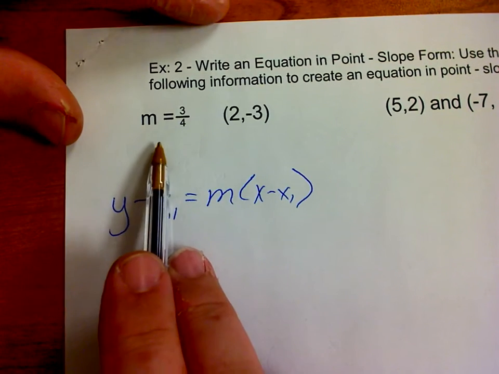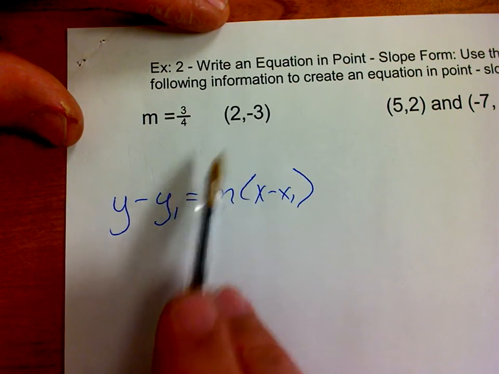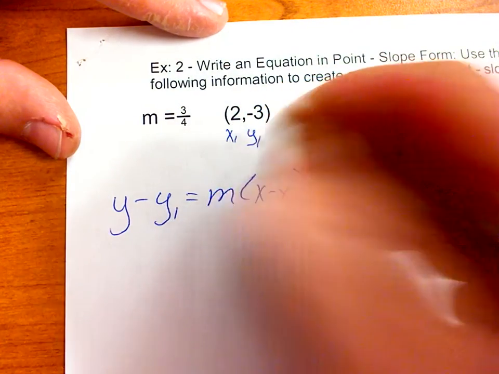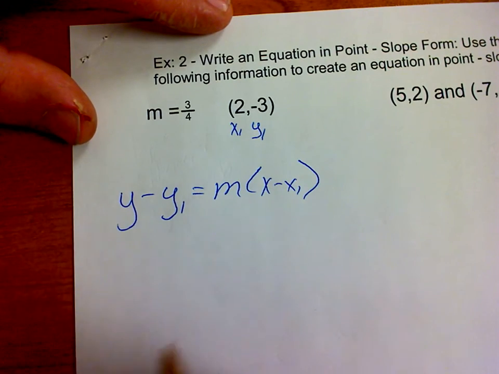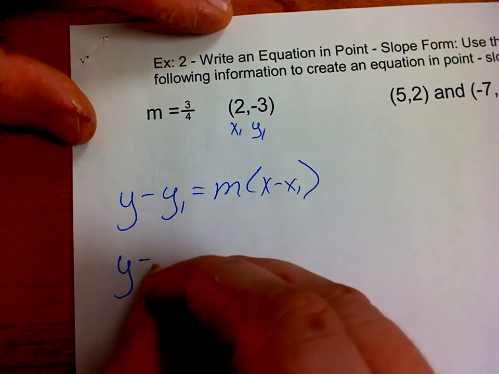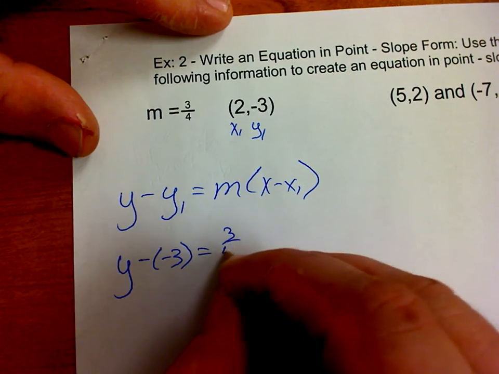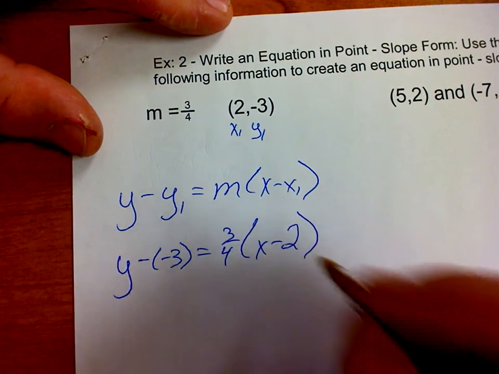Now, in this information, they tell us that the slope is 3/4, and that the point they give us is (2, -3). Since this is the only point they give us, we'll let this be our x sub 1, y sub 1. In which case, we have all the information we need. We just need to plug in everything. So we'll have y minus our y sub 1, which is -3, is equal to our slope, which is 3/4, times the quantity x minus our x sub 1, which is 2.